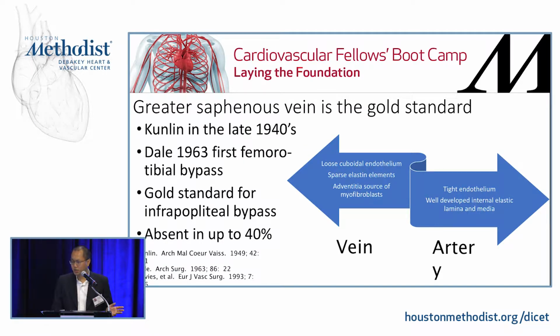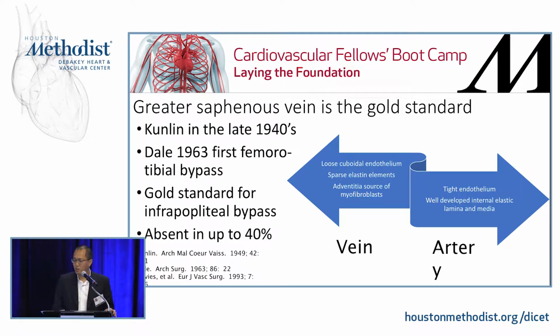So what is the greater saphenous vein? It is the gold standard and remains the gold standard today ever since Kunlin started using it in the late 1940s, early 1950s. But the first person to ever do a femoral tibial bypass was a gentleman by the name of Dr. Dale. What are the differences between veins and arteries? You should be aware of at least some of the basic tenets that are different between the two so you understand what you're doing.